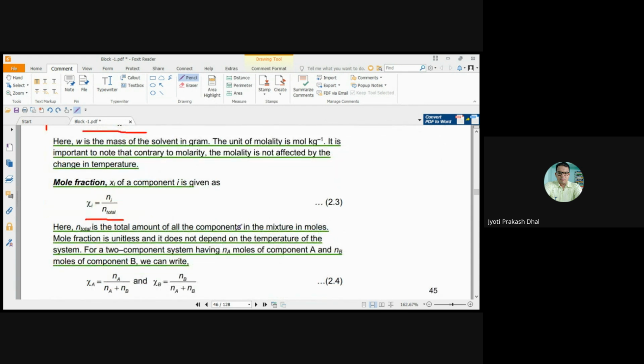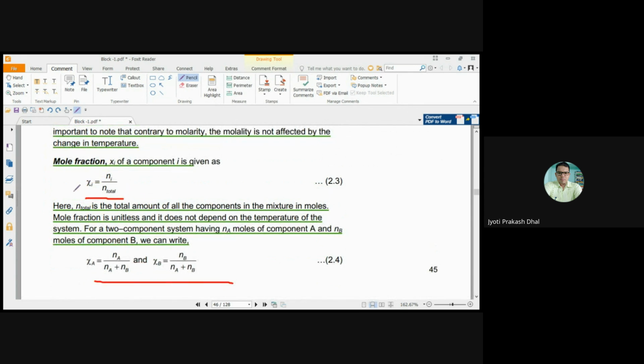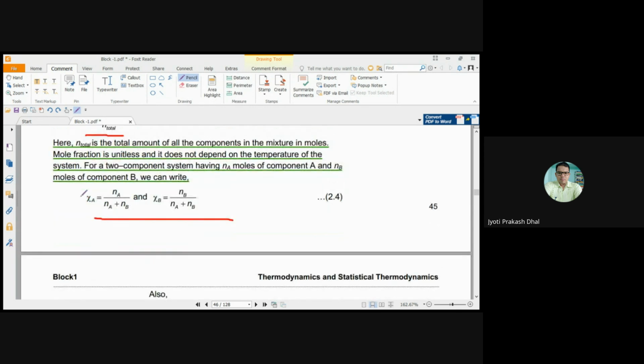And then coming to mole fraction. Suppose we consider a binary mixture A and B. So the mole fraction of A can be written as number of moles of A divided by total number of moles of the mixture. Similarly, mole fraction of B can be written as the number of moles of B divided by total number of moles of the solution or mixture.